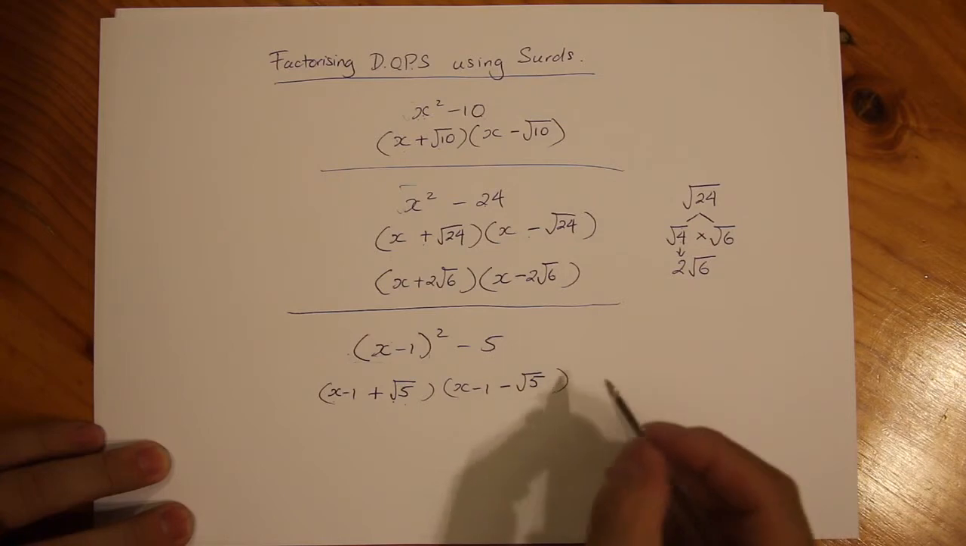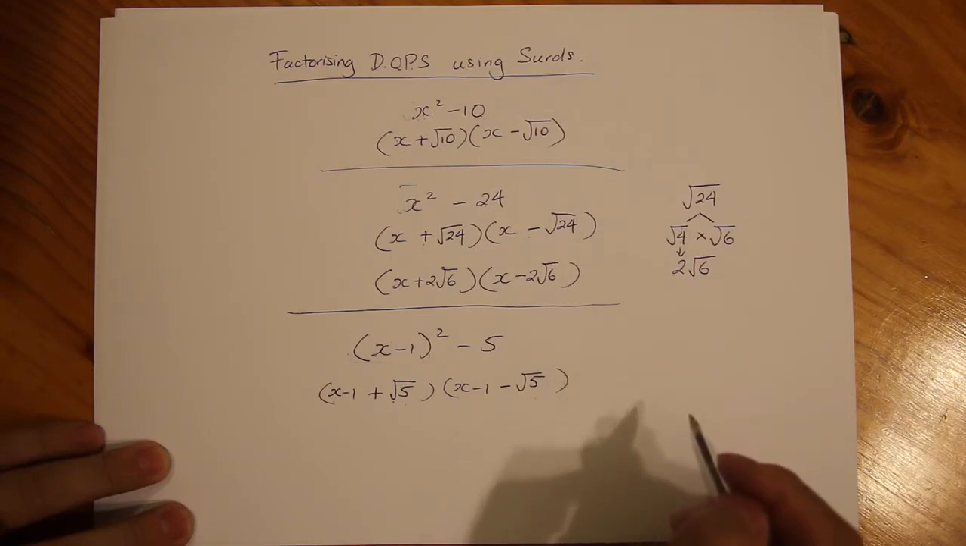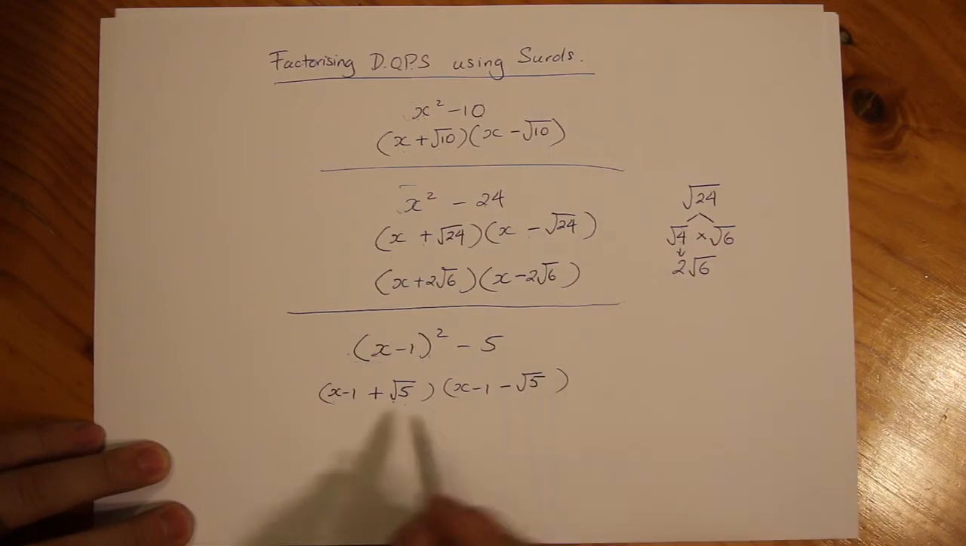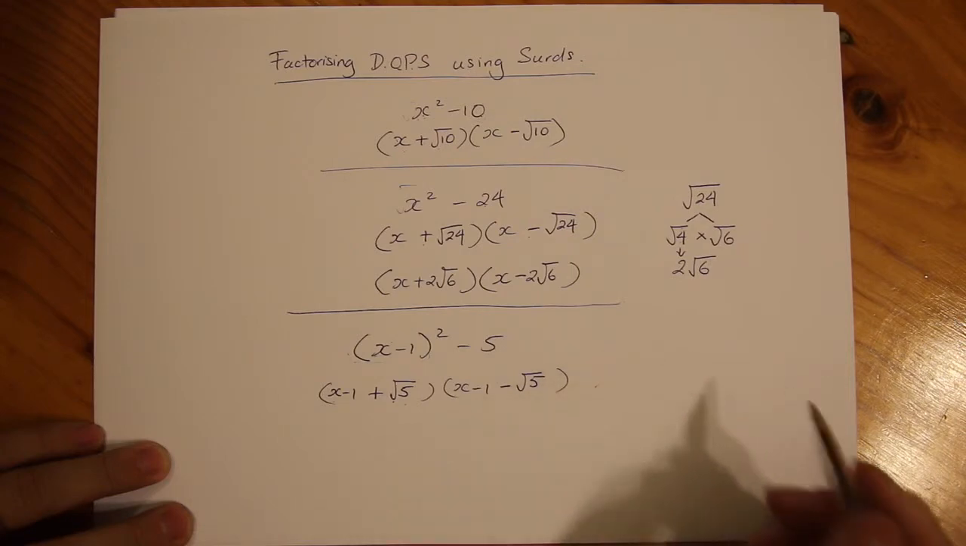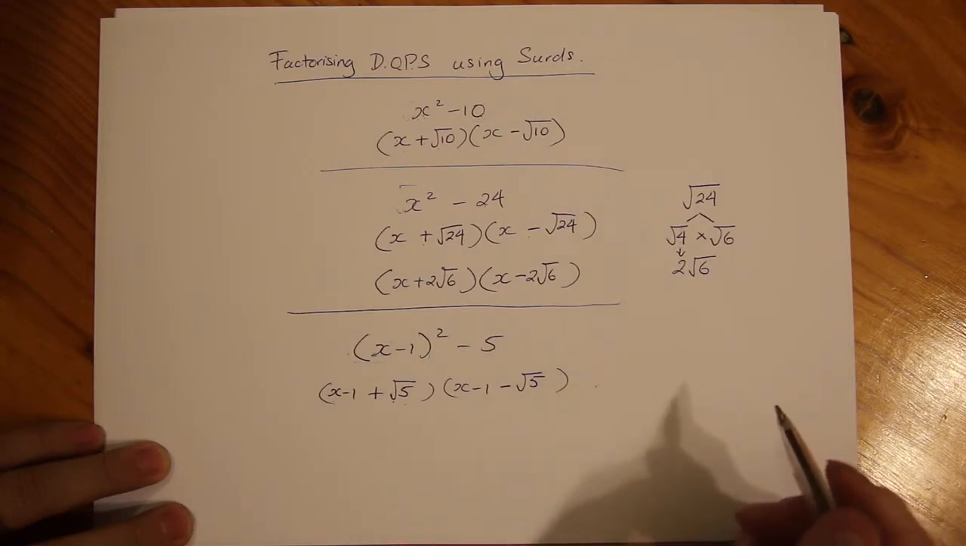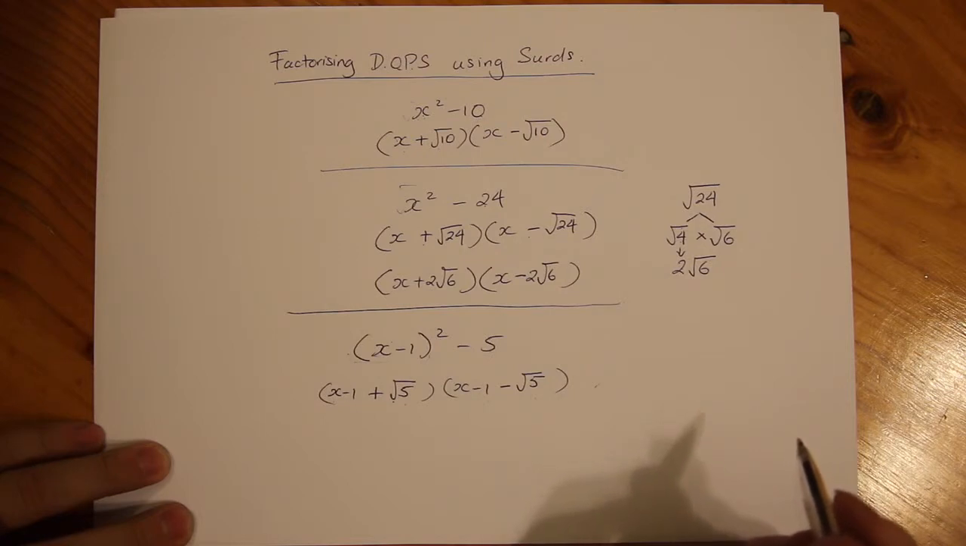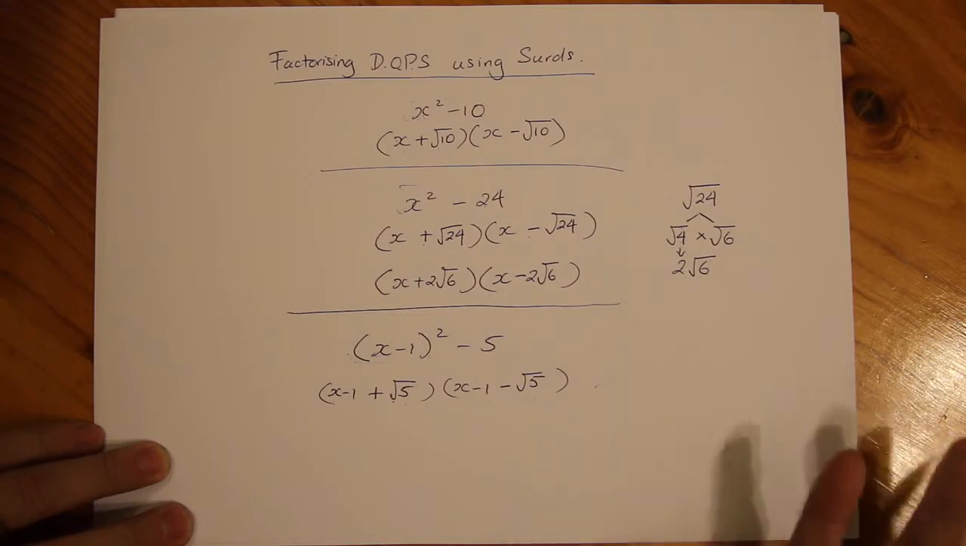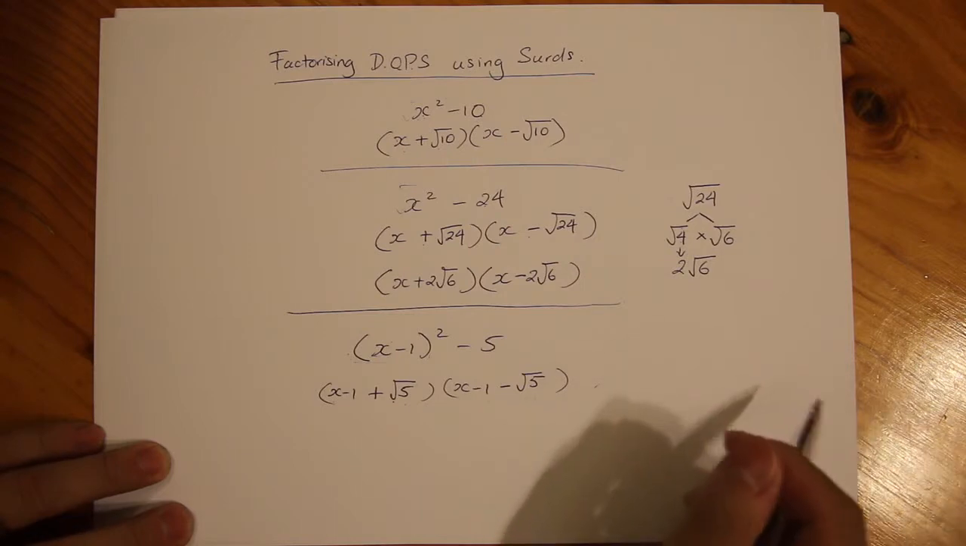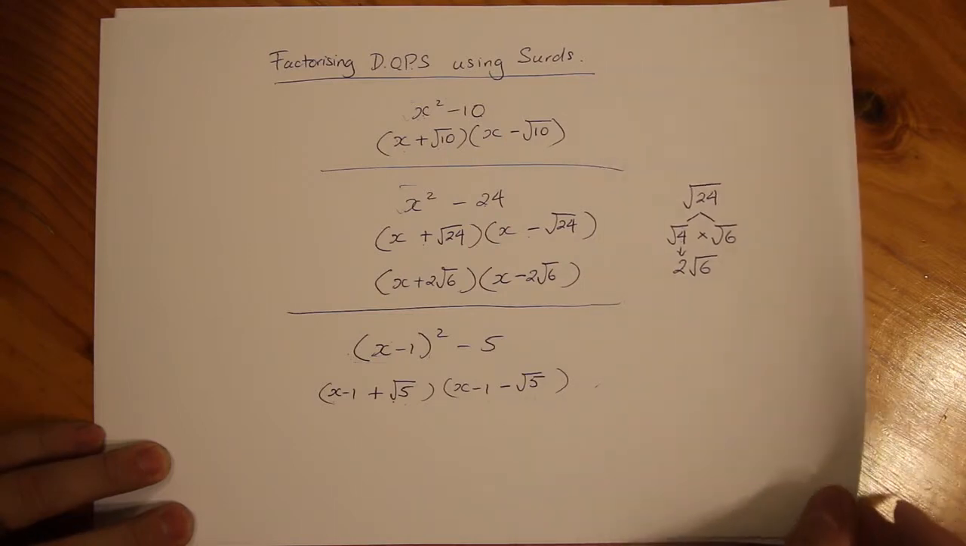Now, like I mentioned, in every case, if you can simplify it, do so. But when we look at this, we can't simplify it so easily. So I'm very happy to leave it as it is, and that will be the answer. Okay. So guys, that is factorizing difference of perfect squares using surds. The other case was just factorizing difference of perfect squares as naturally.